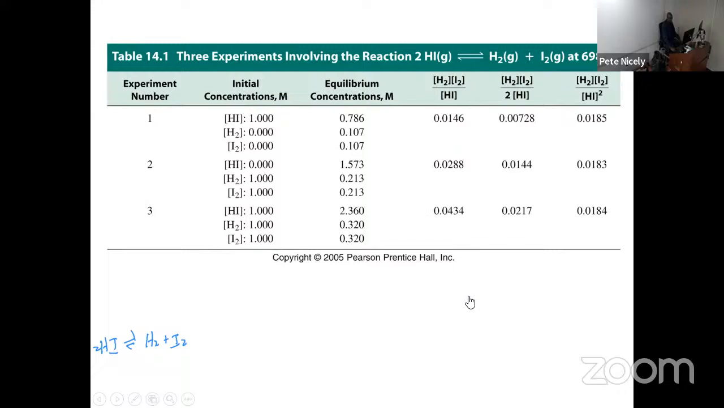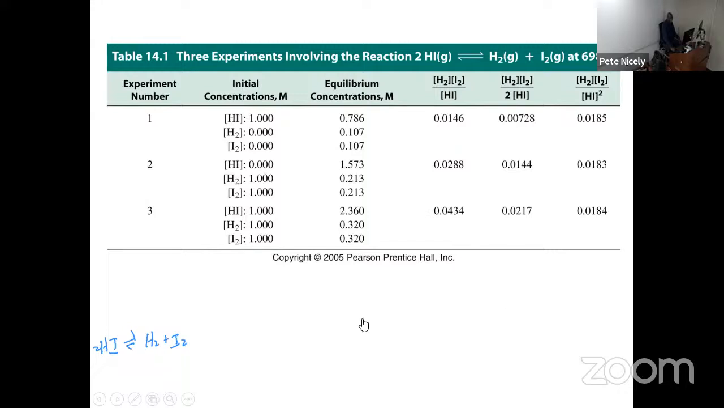So what this experimenter decided to do was to take into account that you have a 2 here by multiplying the concentration of HI by 2, and we get these numbers. Again, no pattern emerging as a result. Then instead of multiplying the HI concentration by 2, they decided to raise the concentration of HI to the second power. And what do we notice here? Pretty consistent, right? Not exactly, of course, because the nature of experiments is that there are some fluctuations, but they're very close, right? 0.0185, 0.0183, and 0.0184, right?